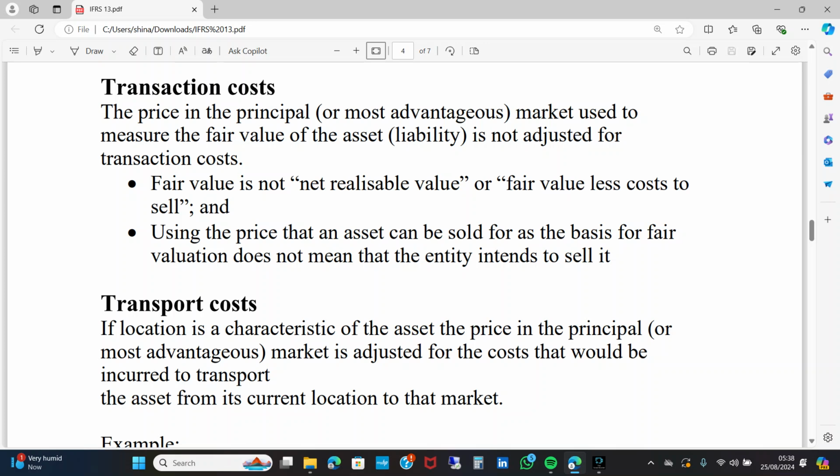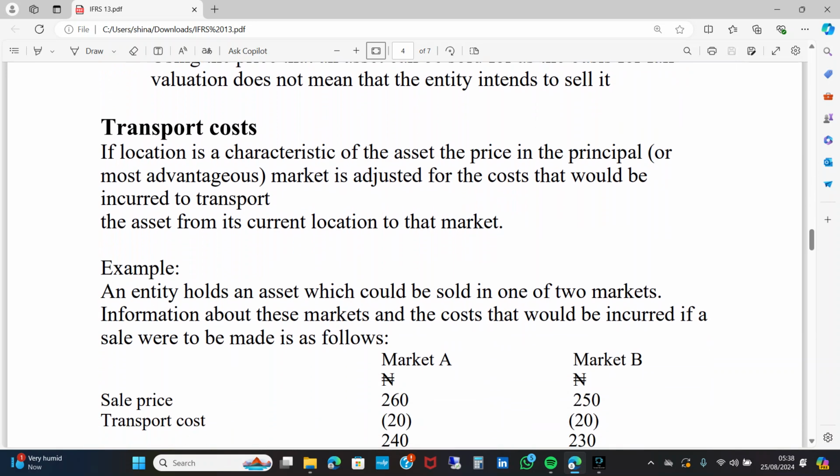All right, no problem. Let's look at the second one, transport cost. Now, if location is a characteristic of the asset, the price in the principal or most advantageous market is adjusted for the cost that will be incurred to transport the asset from its current location to the market. What we're saying is that if we have to transport or move that asset from one point to the other, that means we have to move the asset from where it is to the market. That means we are going to bear transport cost. For example, those that are into farming, they want to go and sell ewedu, or maybe pepper. You've just harvested pepper, you want to go and sell. You have to move from the farm to the market. That's what we call transport cost.